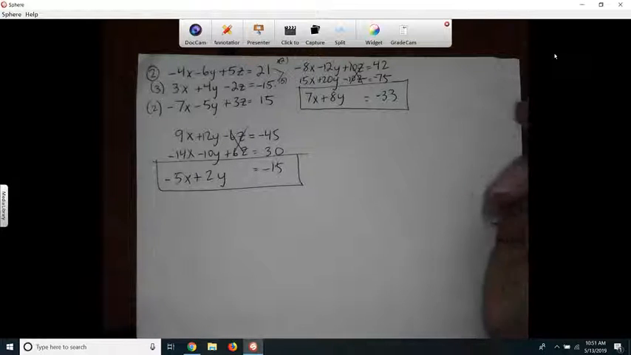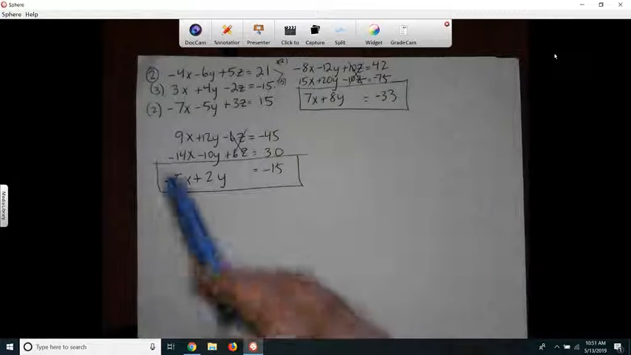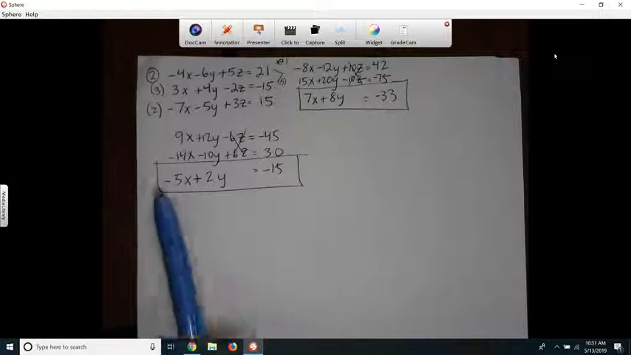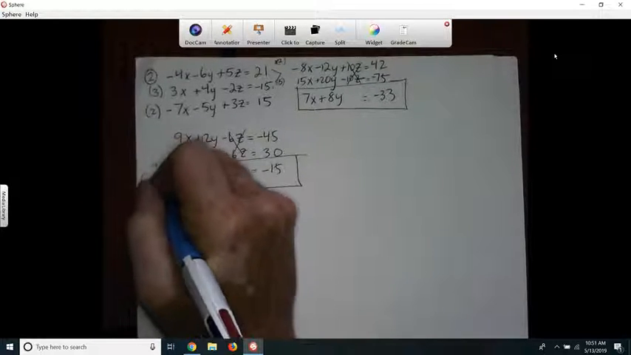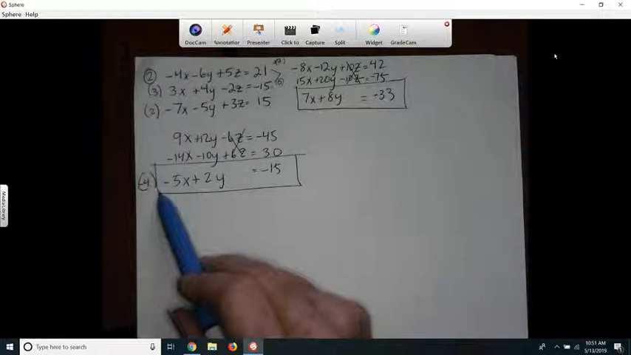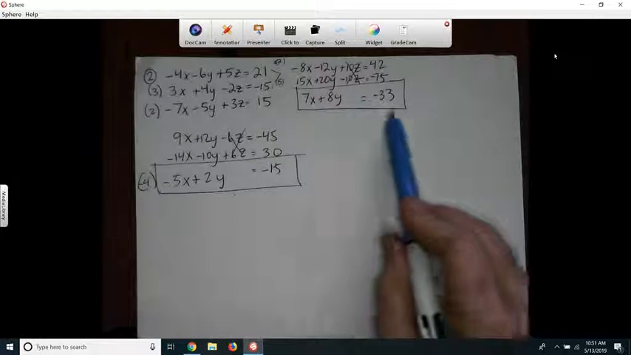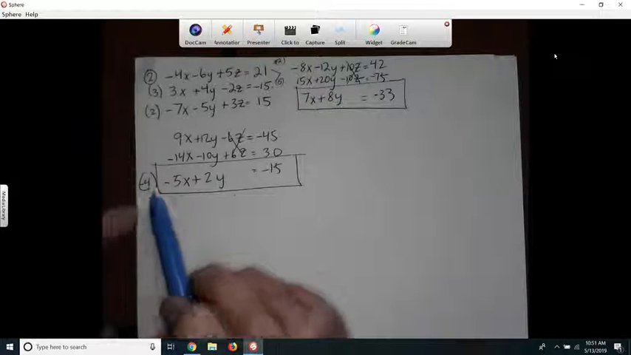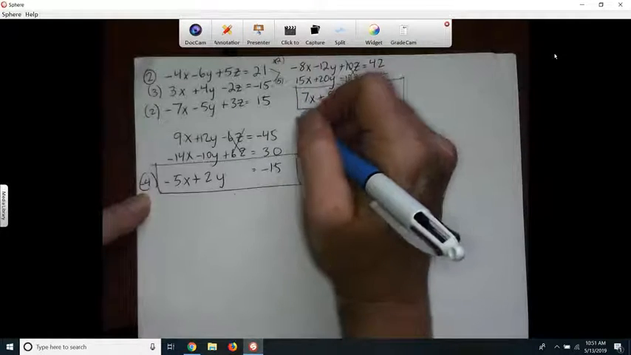or elimination. I usually just stick with elimination the whole time. So what do I want to get rid of, the y's or the x's? I guess I can multiply just the bottom one by negative 4. I'm going to write it underneath here as I multiply it because I plan on adding those together. So negative 4 times negative 5 is 20.